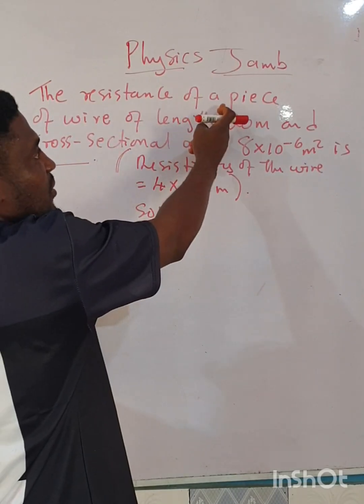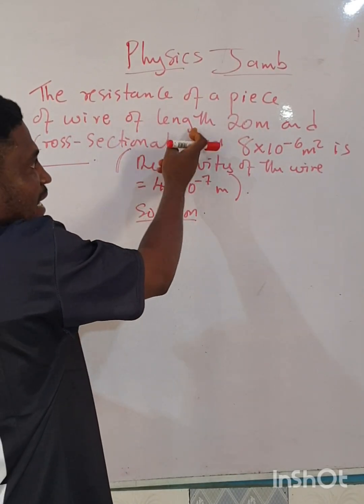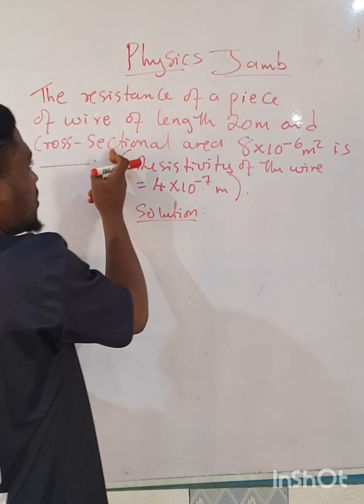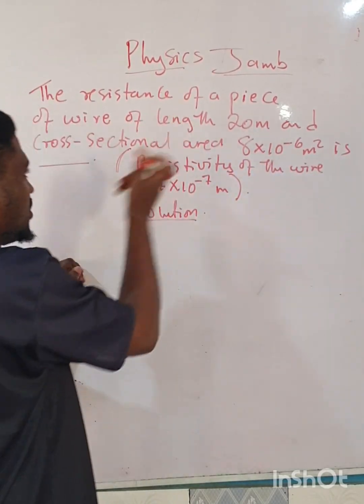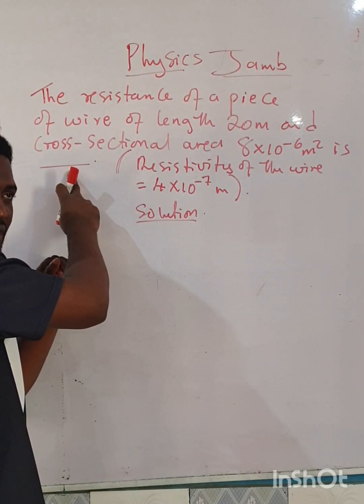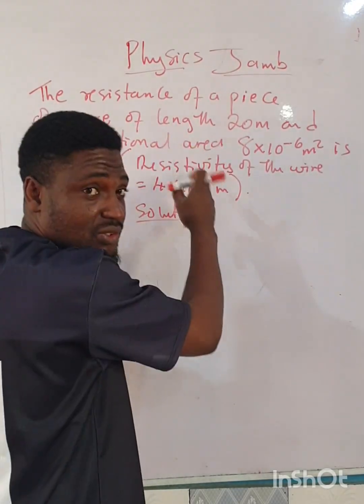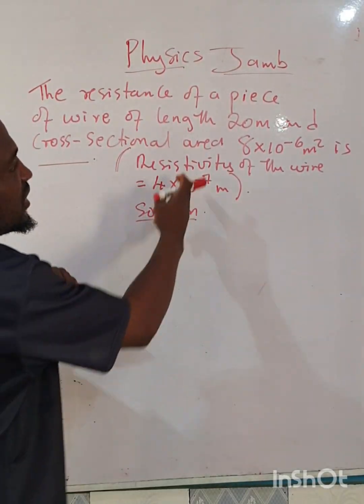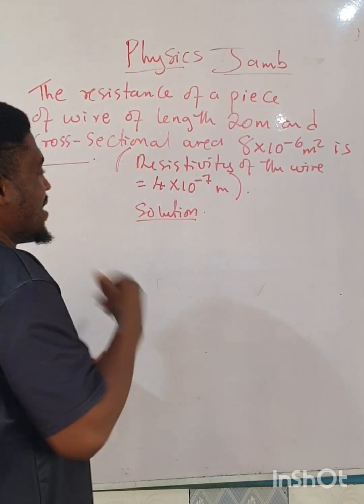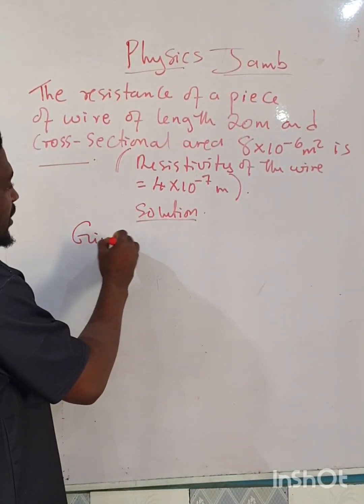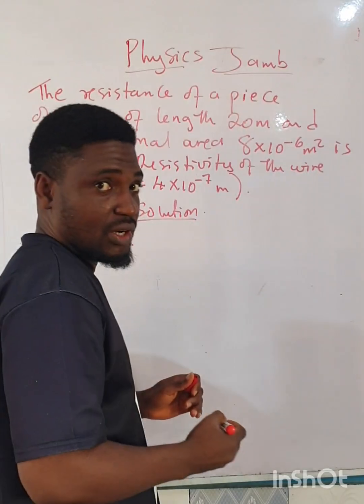The resistance of a piece of wire of length 20 meters and a cross-sectional area 8 times 10 to the power minus 6 meters squared is dash. What is the resistance of this wire now? The resistivity of the wire is given as this. First of all, we don't know the formula yet, so let's bring out the parameters from the question.